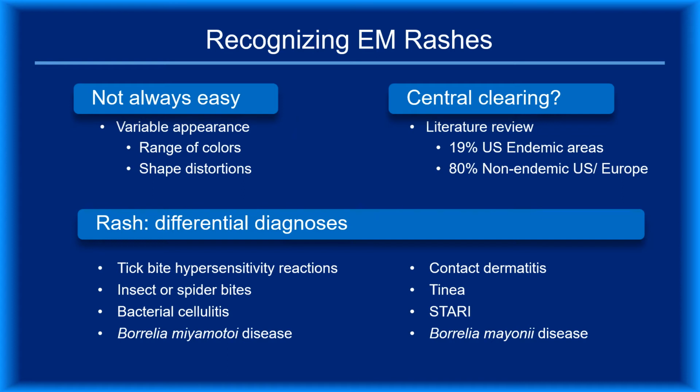Erythema migrans rashes need to be distinguished from several other lesions. The most common are listed here. In contrast to EMs, allergic reactions to tick bites appear within the first 24 hours and are usually gone within 48 hours. Depending on their location, EMs may be mistaken for tinea or eczema. Some EM-like rashes may be manifestations of other infections, such as STARI, southern tick-associated rash illness, or Borrelia miyamotoi disease.